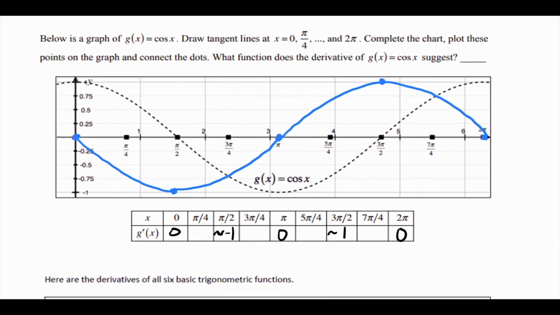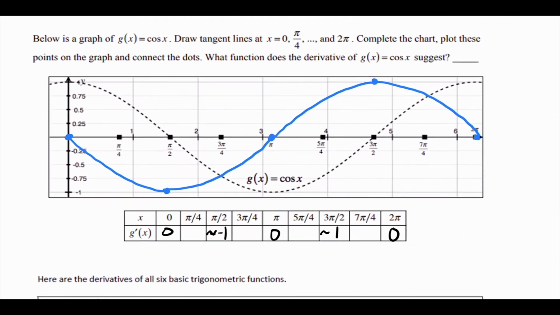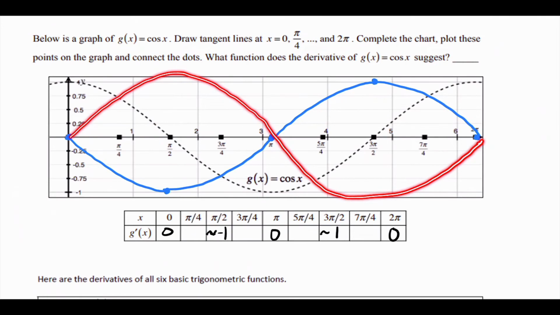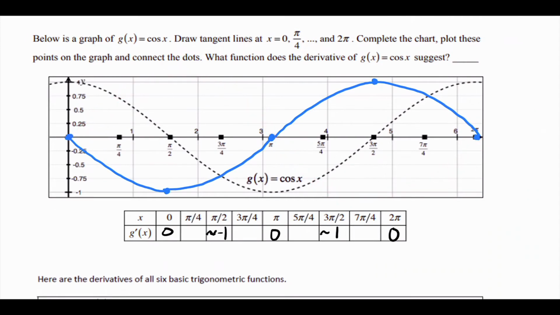Does the blue graph that I just drew look familiar at all? It looks like a sine, right? It just does the opposite of sine. Doesn't sine start up here, then go down here? It looks like it's a mirror of sine, right? We call that a negative sine.